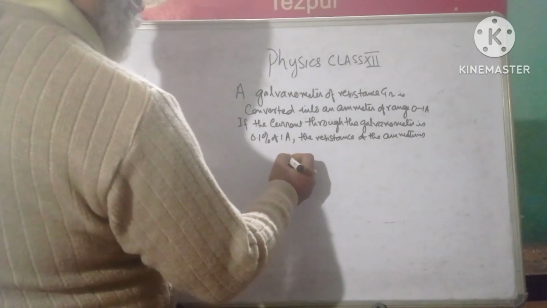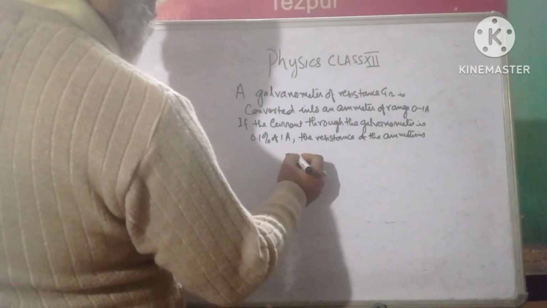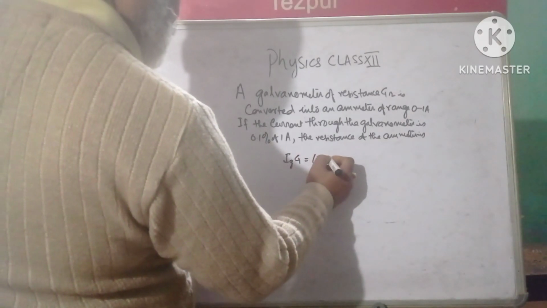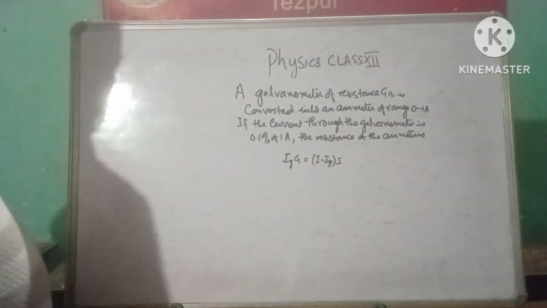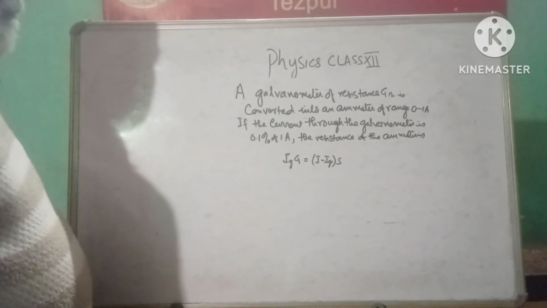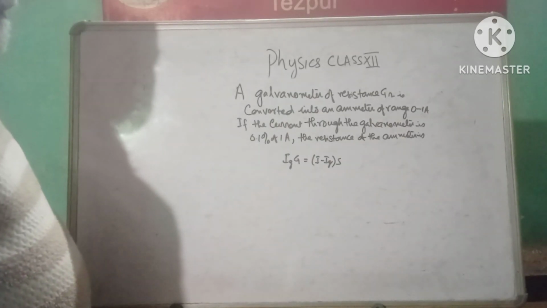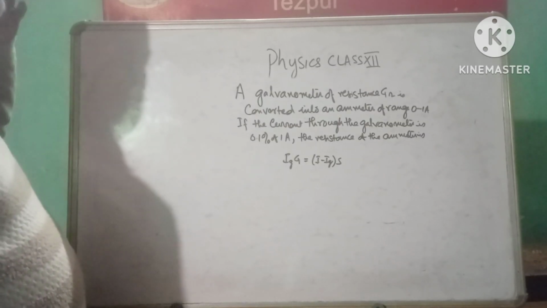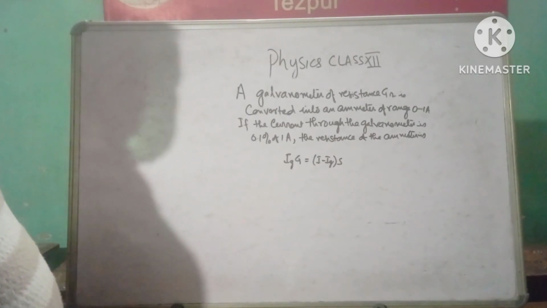So here the formula is Ig equal to I minus Ig S. This is your formula. Here the question: a galvanometer of resistance G ohms is converted into an ammeter of range 0 to 1 ampere. If the current through the galvanometer is 0.1% of 1 ampere, find the resistance of the ammeter.